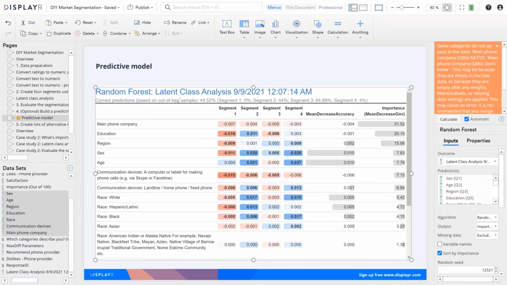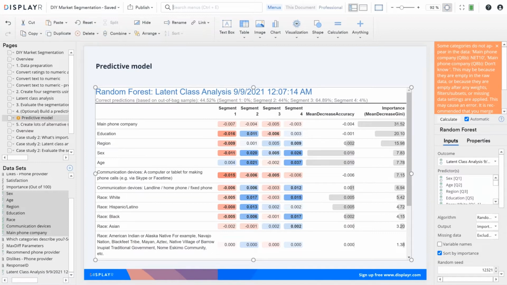And it shows me that my predictive accuracy is 44.52%. For those of you who love the technical stuff, this is an out-of-sample prediction, so it's kind of validated. Segment 1 has 0% accuracy, segment 4 has 4% accuracy, so this is not a good predictive model.